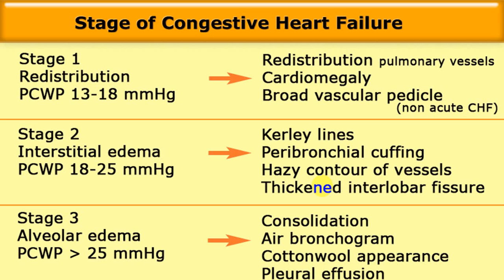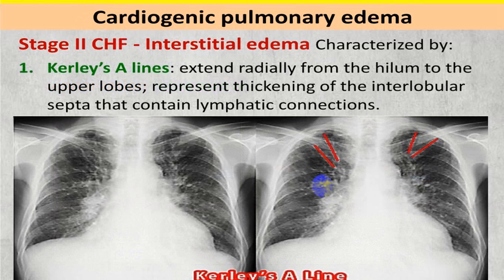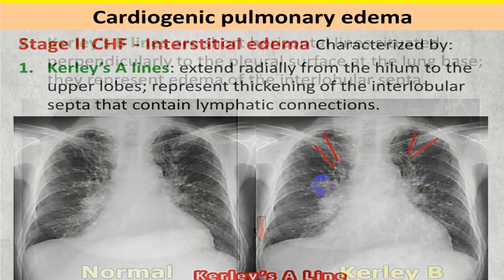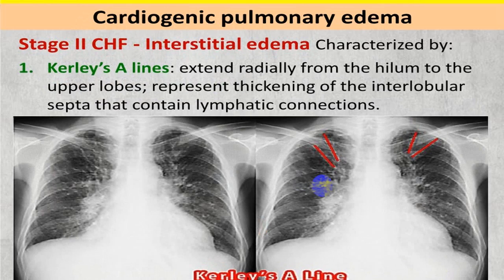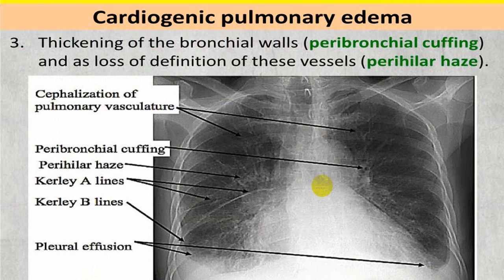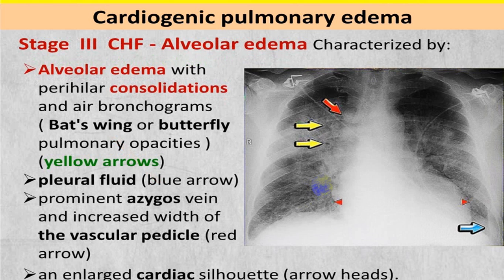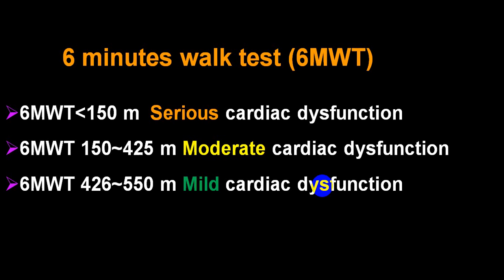These can be identified. And depending upon the X-ray findings, you can put them into stage 1, stage 2, stage 3. So stage 1 will be redistribution in congestive heart failure. Stage 2 will show you interstitial edema, with Kerley A lines, Kerley B lines, peribronchial cuffing, then thickening or fluid in the fissure. And in stage 3, you will start getting alveolar edema. You will have a bat wing appearance, or we call it butterfly appearance, and bilateral pleural effusions.